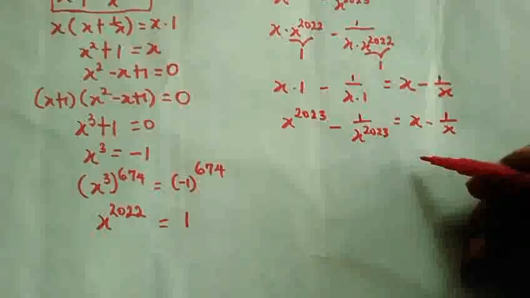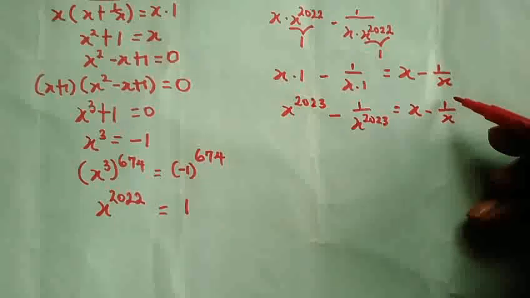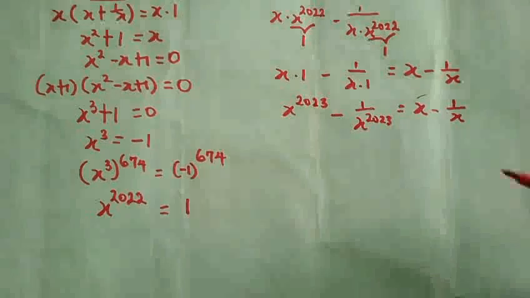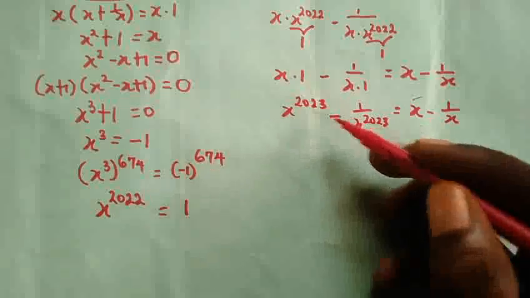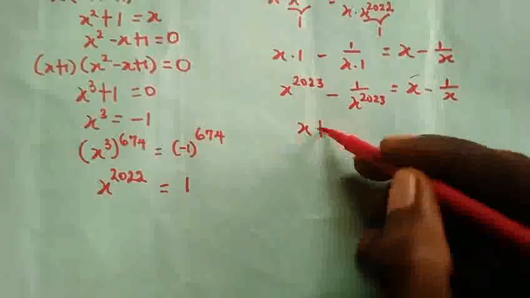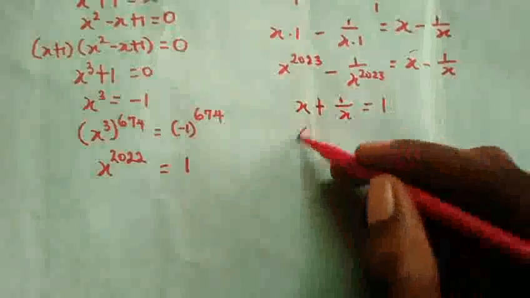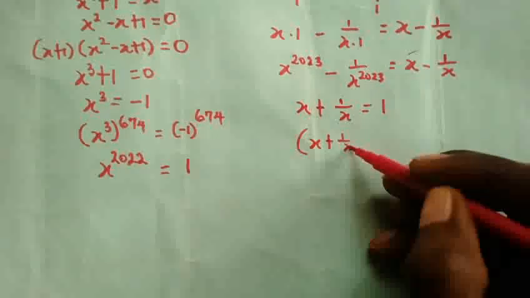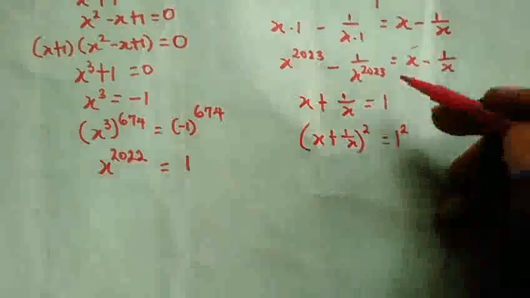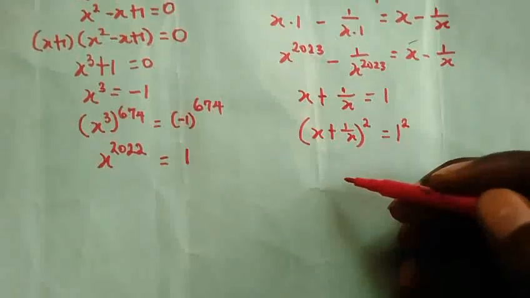So we can say that this question, we have broken it down to a very basic way. Now what are we going to do to find the value of x minus 1 over x? Once we find the value of x minus 1 over x, we have actually found the value of x raised to 2023 minus 1 over x raised to 2023. Let us write down our equation. x plus 1 over x equals 1. Now we're going to square both sides of this equation, so x plus 1 over x squared is equal to 1 squared. How do we get this x minus 1 over x when we have here x plus 1 over x? Is this possible?